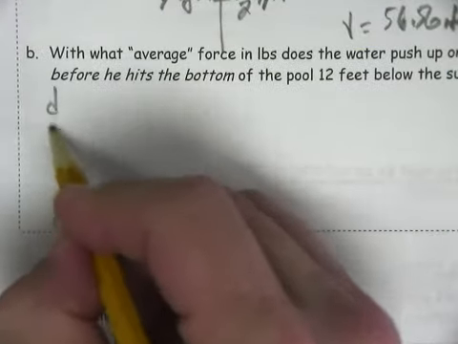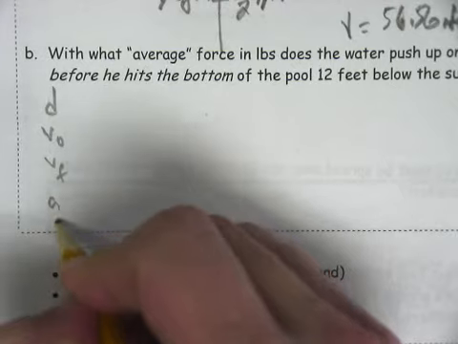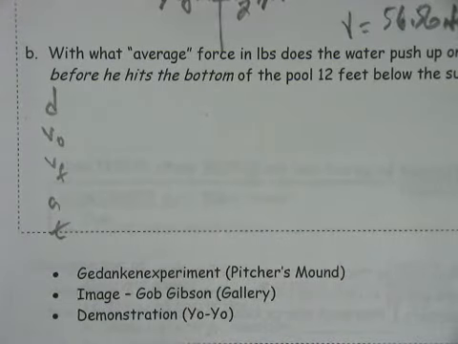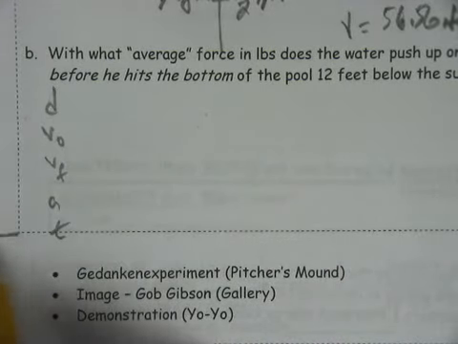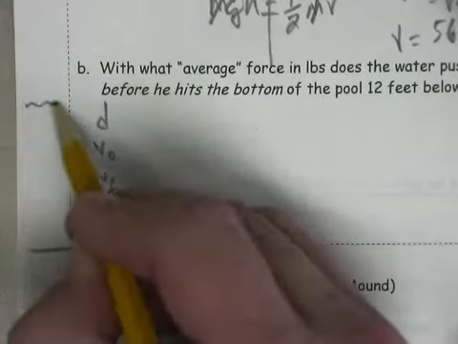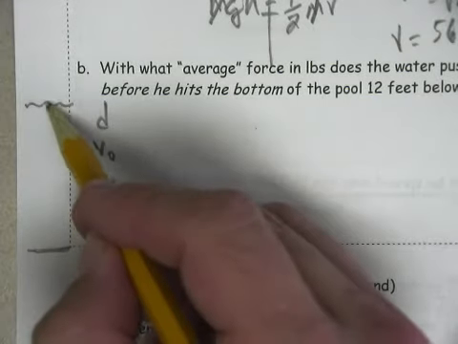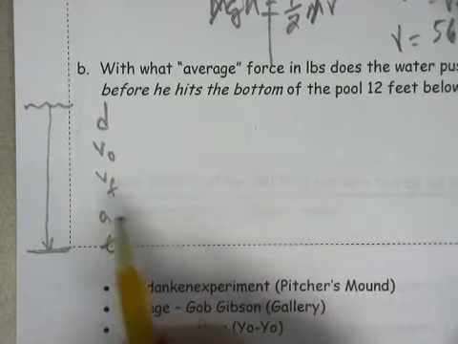So we've got D, VO, VF, A, and T. This is while he's coming to rest in the water. So here's the bottom of the pool. Here's the water at the top, and he's going to come to rest at the bottom.